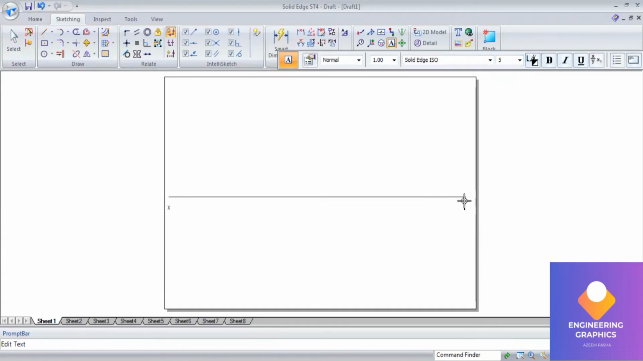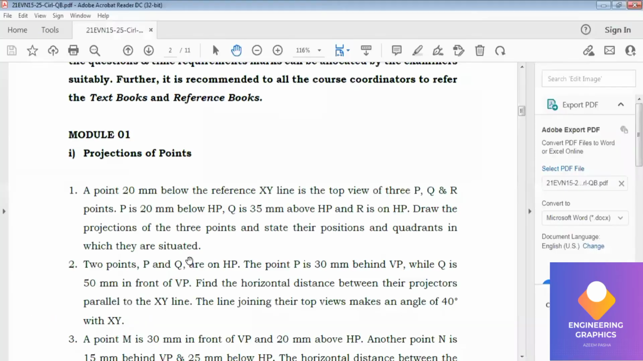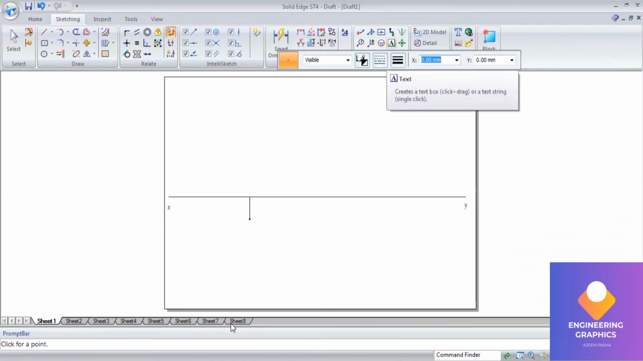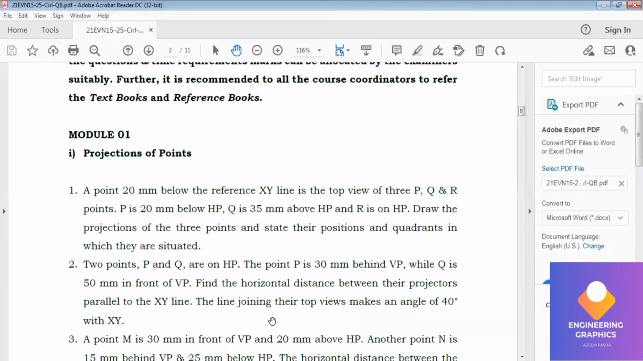So first I have drawn an XY line. Here they have mentioned that a point 20 mm below the reference XY line is the top view of 3 points, that is P, Q, R. So below the XY line I will be drawing a 0.13 mm thin projection line, for a dimension of 20. Now exactly at this end point I am going to place the point with a thickness of 2 mm. Now I am mentioning the top views here, so top views of P, Q, R.